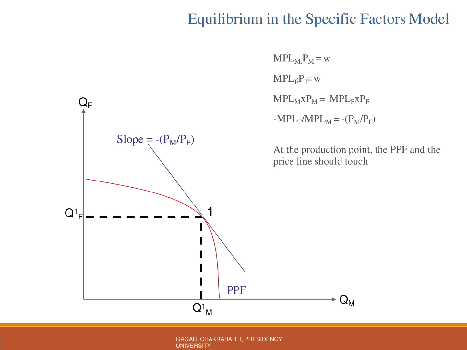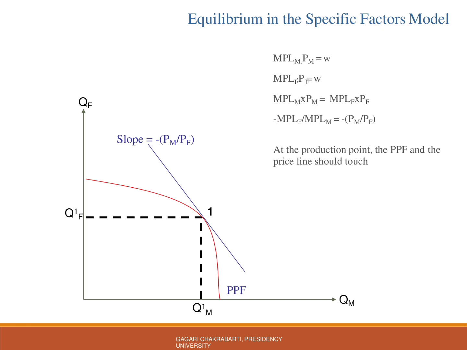So the red line is the PPF, which is concave to the origin. The price line is shown as the blue line. So this price line has the slope of negative PM by PF, and this price line is touching the PPF at the point 1. Therefore from the point 1 we can read that Q1M will be the manufacturing output produced in the economy in equilibrium, and Q1F is the amount of food produced in the equilibrium. So this is how we derive the pre-trade or the autarkic equilibrium in the home country.